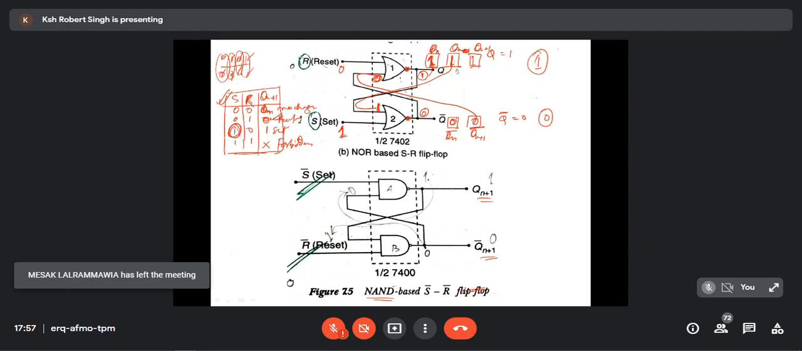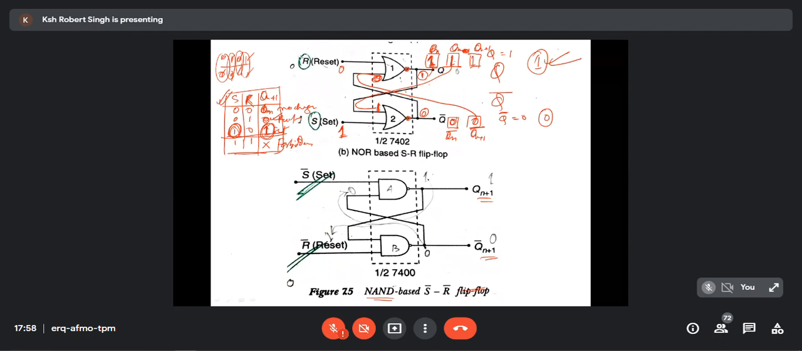When S is 1, you will get the output Qn plus 1, always 1. I am focusing here, always 1. Why should I focus here? If it is 1, it should be 0 by default, because this output is called Q, this output is called Q bar. Then why should I focus on Q bar? It's a wastage of your time. If I know Q, I should be able to say Q bar. Very simple. Q bar means it's the opposite of Q. Can you understand what I'm saying?